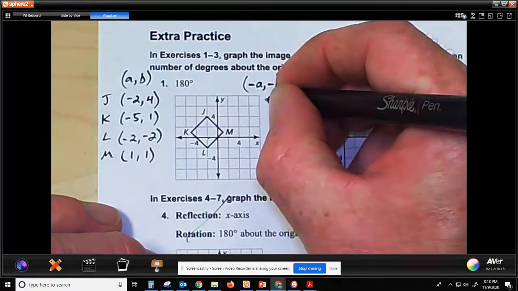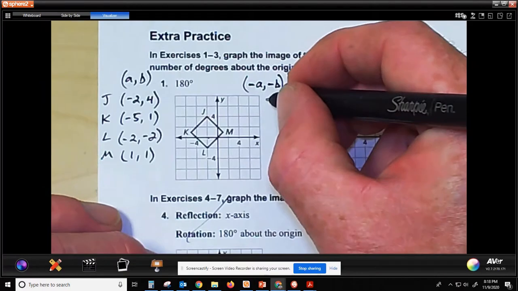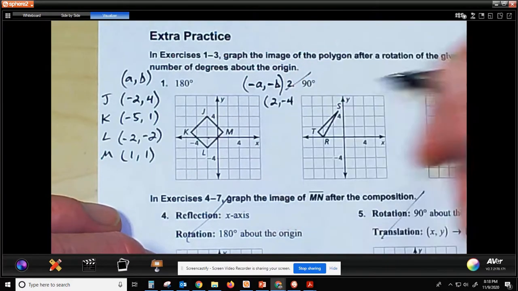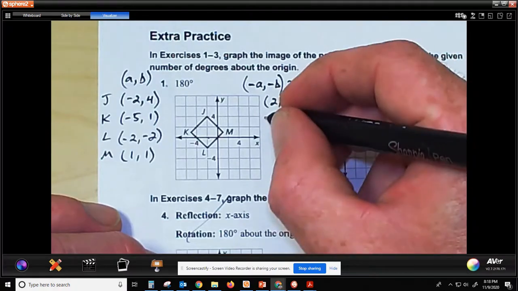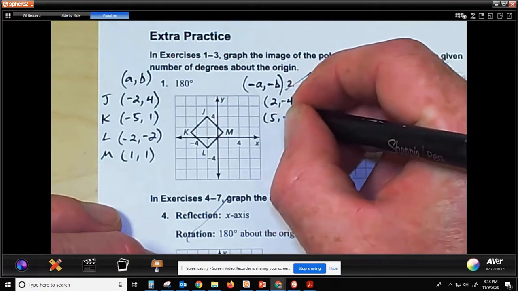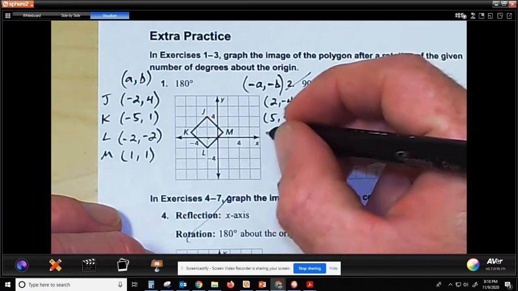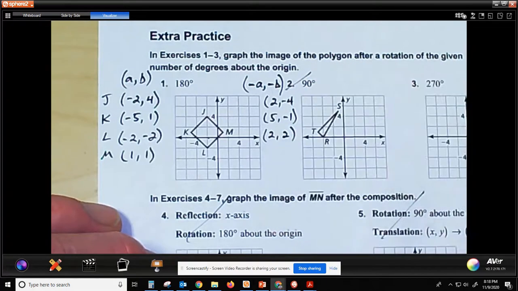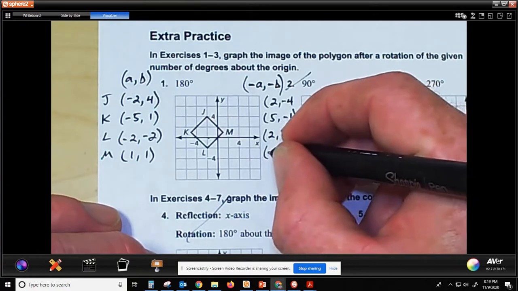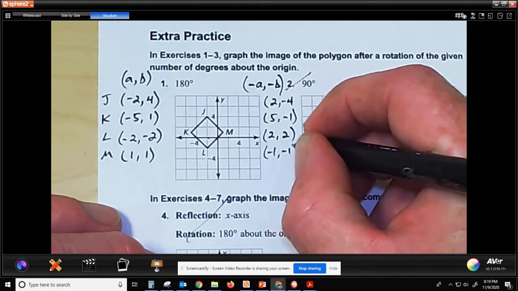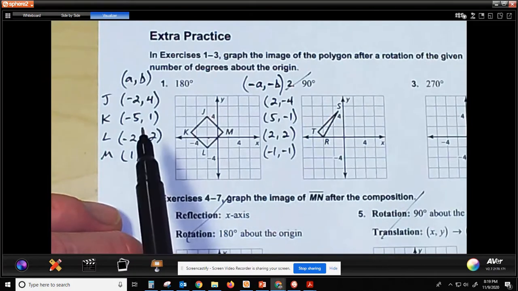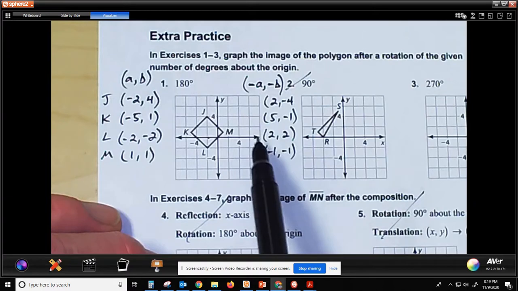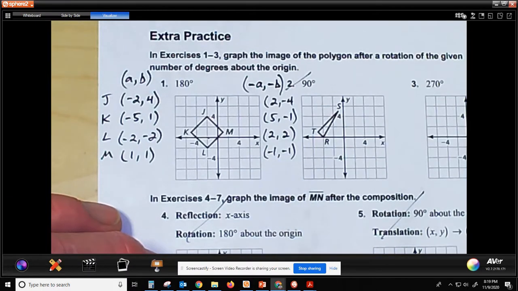So negative 2, 4 becomes 2, negative 4, etc. 5, negative 1. Both of these change, 2, 2. And both of these change, negative 1, negative 1. Let's see if we can convince ourselves that this is accurate. There are problems in the homework today that look like this.